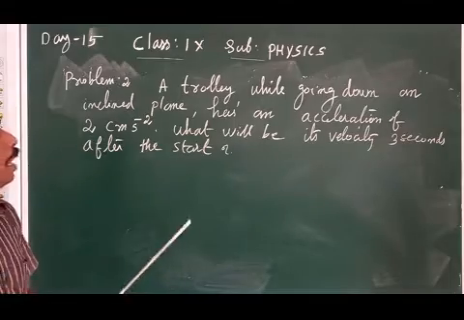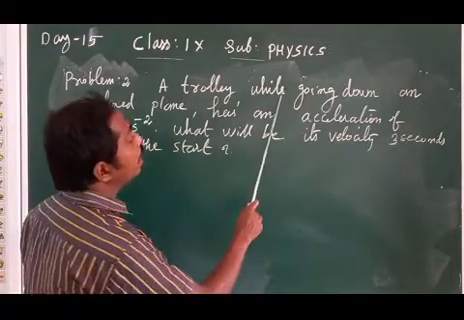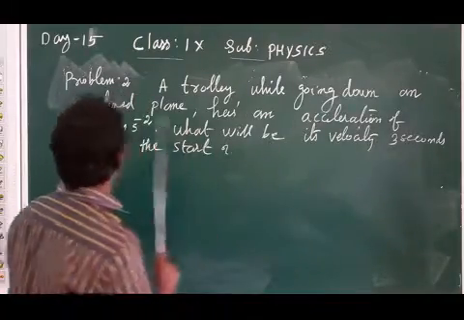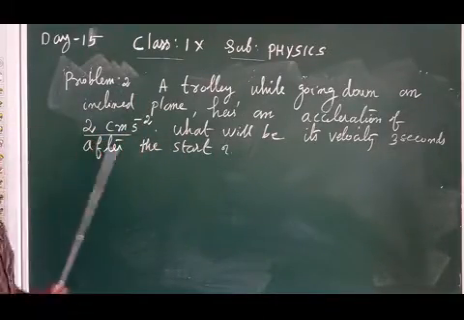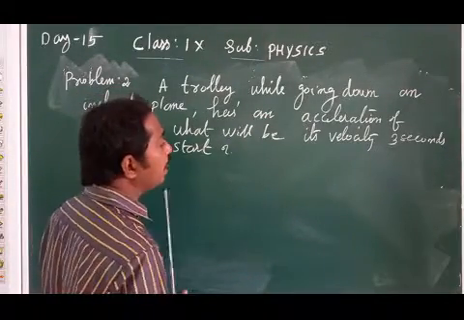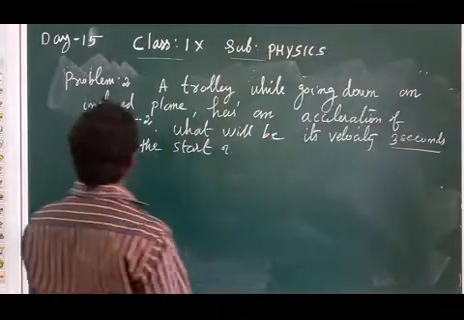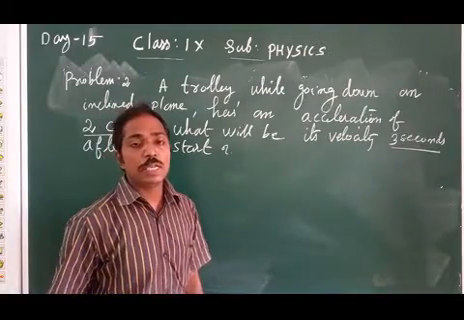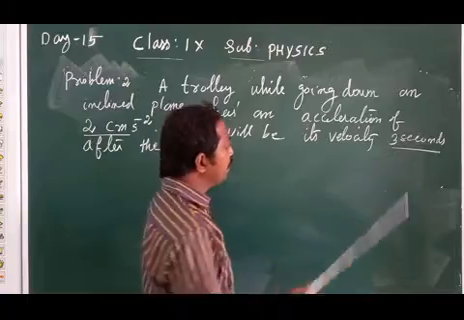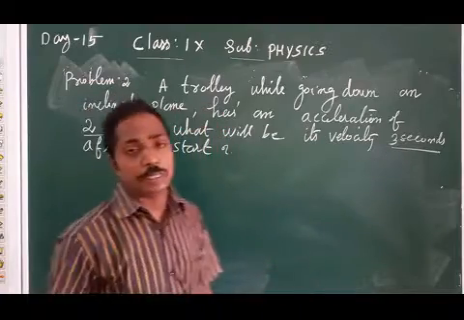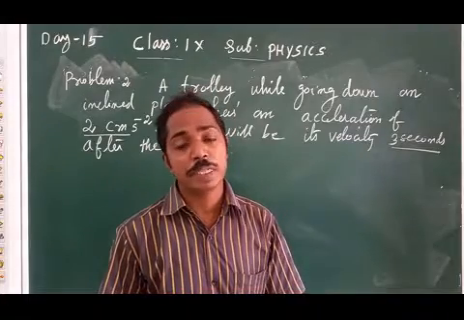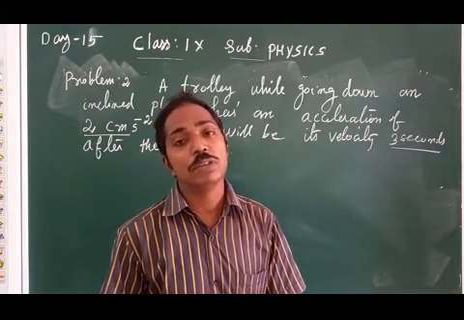So dear children, I read the question. A trolley while going down an inclined plane has an acceleration of 2 centimeters second raised to minus 2. What will be its velocity 3 seconds after the start? Is it clear? Here acceleration is given, time is given. After the start means every object starts from rest only. So it means initial velocity is 0.